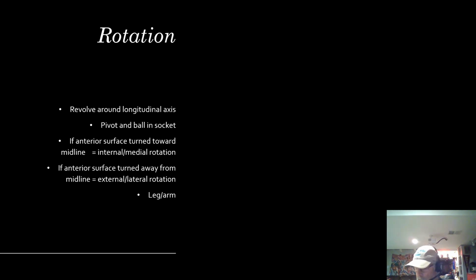Also, when I talk about the anterior surface, what do I mean by anterior surface? Let's go back a month, 6 weeks, and talk about anatomical position. That's why we stress the importance of understanding what anatomical position is. In anatomical position, everything is facing anteriorly, such as the palm and the front of the arms. If that rotates inward, that's called internal or medial rotation. If that anterior portion of the extremity rotates outward, that's called external or lateral rotation.